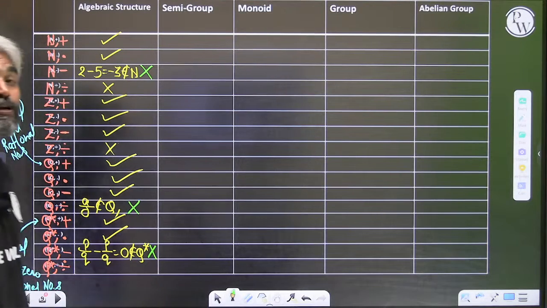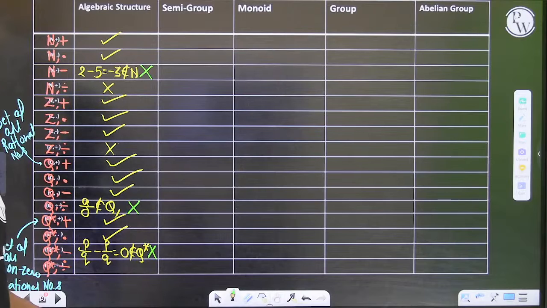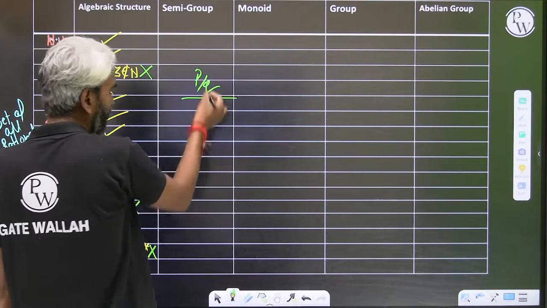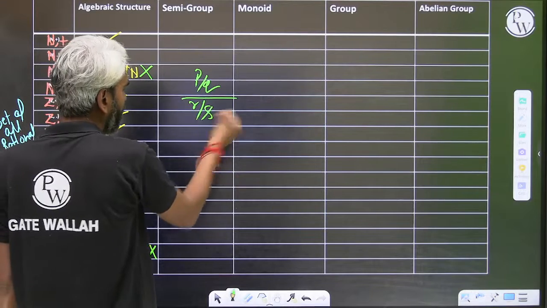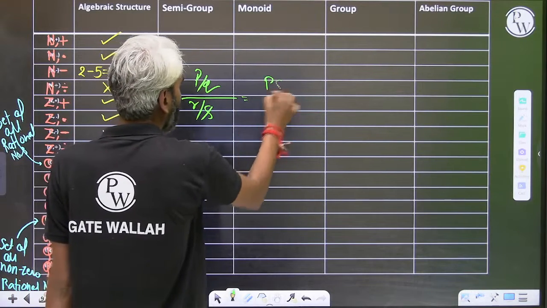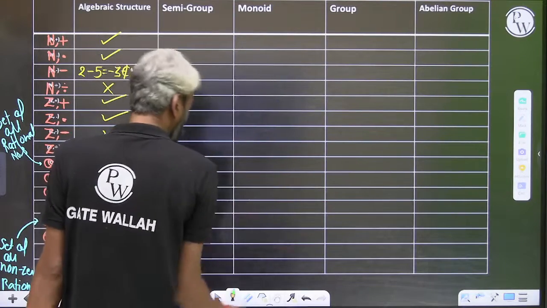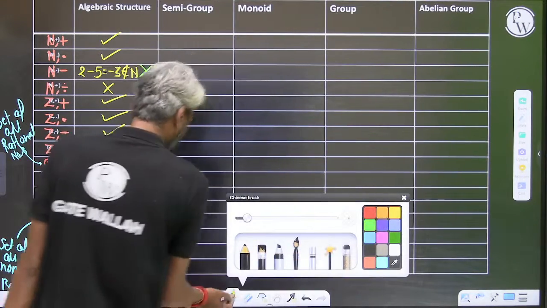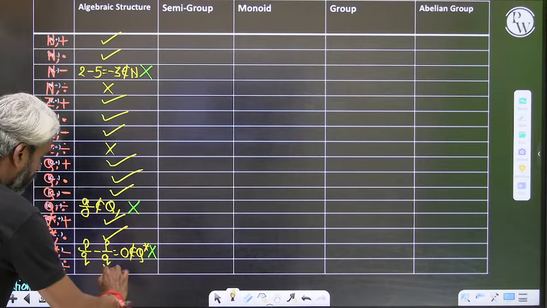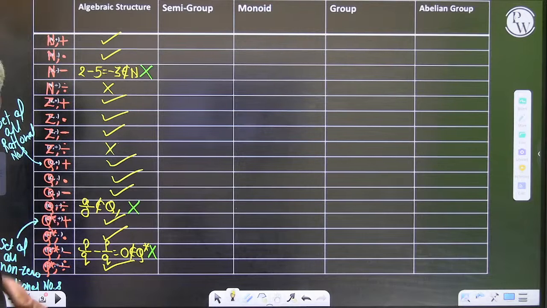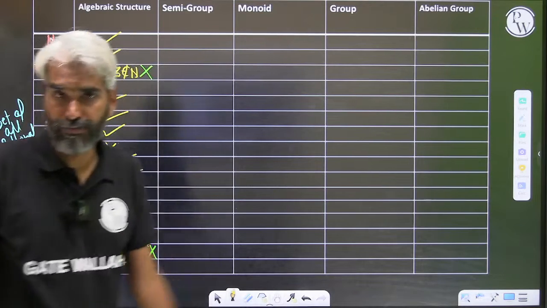If I take any two non-zero rational numbers, then the division will be applicable. If I have p by q and another rational number r by s, and I divide them, I'll get ps by rq. It will also be a rational number, and it will also be a non-zero rational number. So the idea is that the set of all non-zero rational numbers with respect to division will be closed, but the set of all rational numbers with respect to division will not be closed because of the presence of zero. Clear? Anyway, I hope you have understood the concept of algebraic structure.